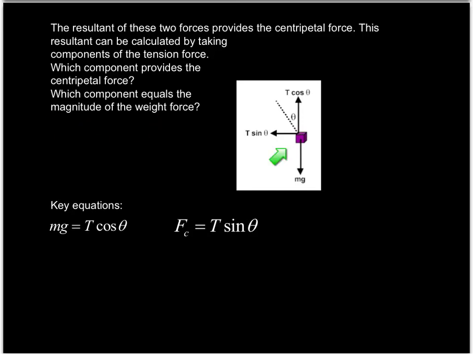Now, if you examine this diagram, it's fairly obvious that T cos theta is the vertical component that must be equal and opposite to the weight force mg, leaving T sin theta, the horizontal component, to give us the centripetal acceleration. So that must be the magnitude of the centripetal force.